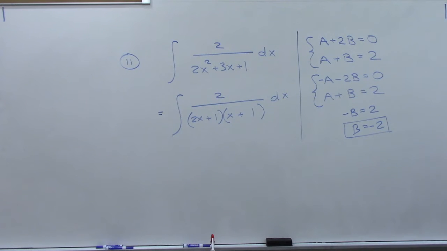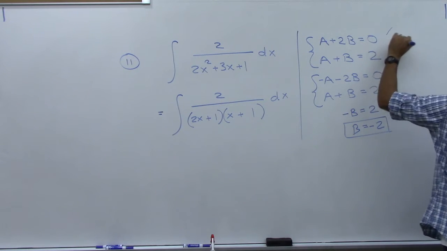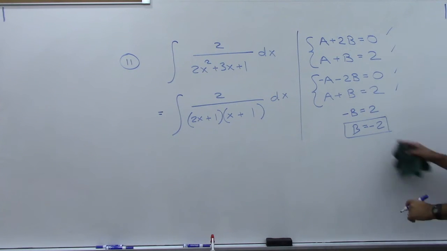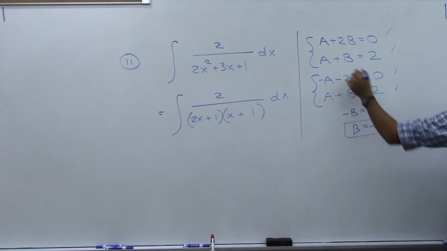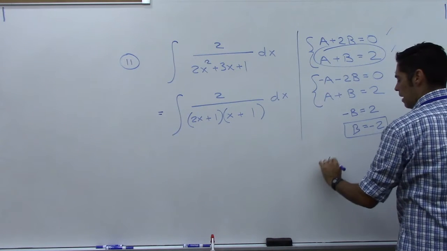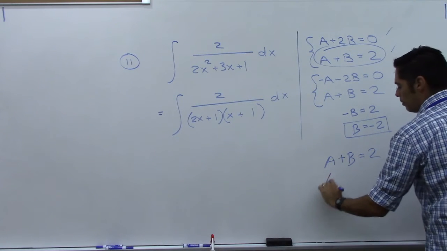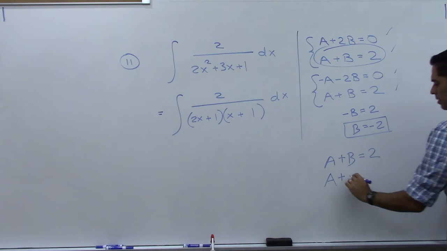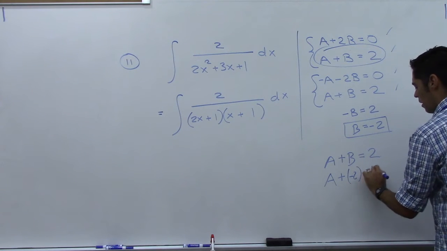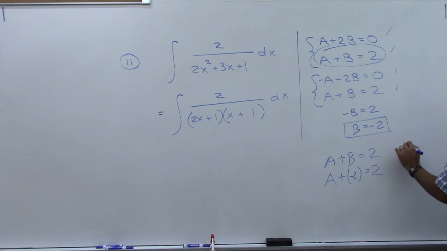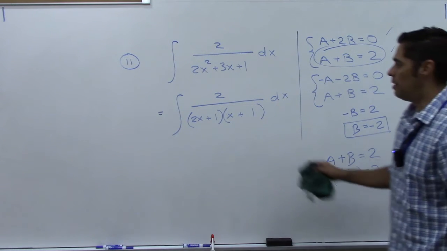Once I know what b is, I can go into this equation or this equation or this equation and just replace b with negative 2. So I'm going to just go to this equation, rewrite it, a plus b equals 2. Now I'm going to replace b with what I know it is. It's negative 2. And that's really a minus 2 equals 2, and then add 2 to both sides, a is 4. So I know what a is, 4. I know what b is, negative 2, and now I rewrite the integral.